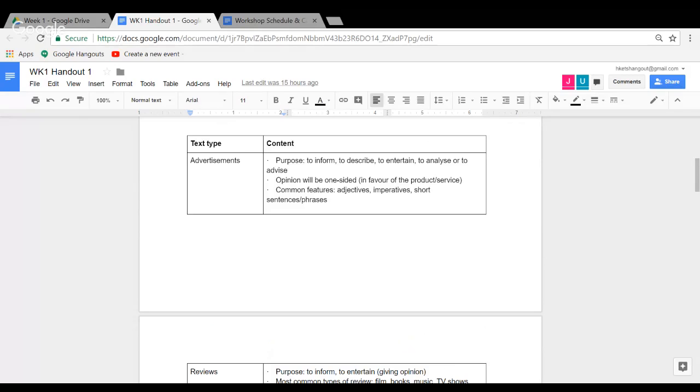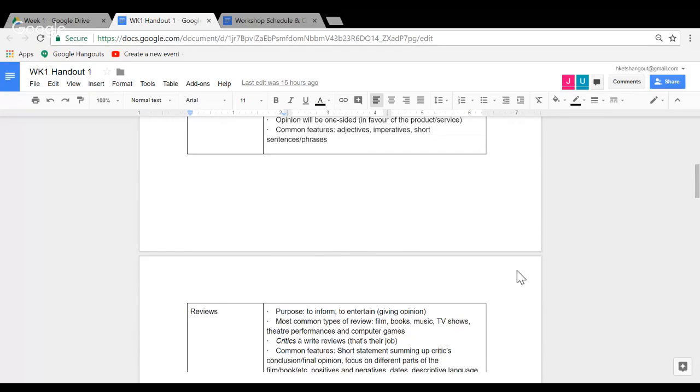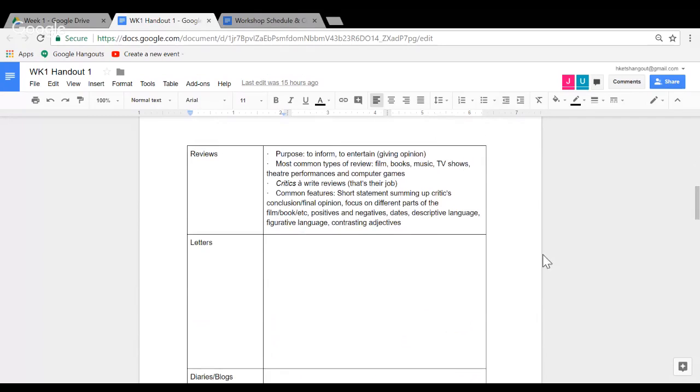So if one of your unseen texts is an advert, very unlikely, I don't think it will be. If it is an advert, immediately the first thing you have to write is, this is biased, this is one-sided, this is opinionated, right? Because they're competing. It's an ad, yeah? All right, scroll down to reviews.